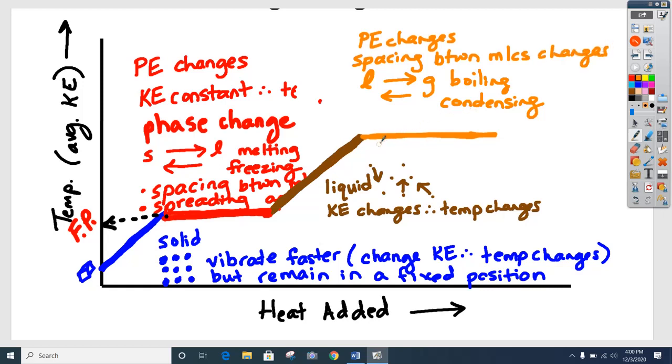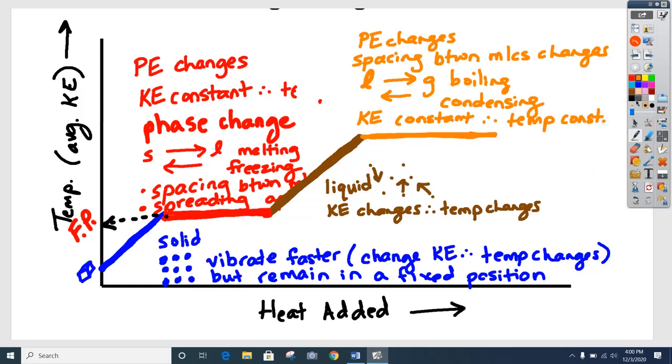If you're moving from left to right, the spacing between molecules increases. But because the energy that's being added is not being used to make the molecules vibrate or move faster, and instead changes the potential energy, the kinetic energy remains constant. And therefore, along this part of the graph, the temperature is constant as well.